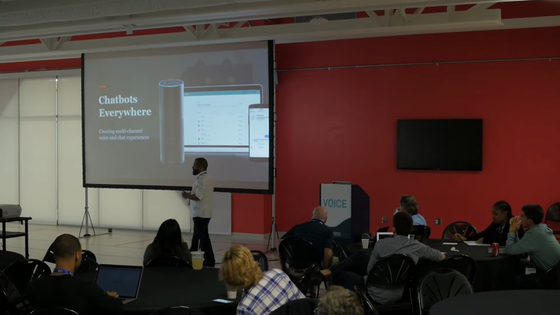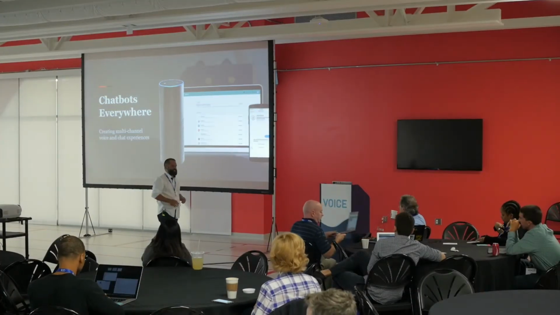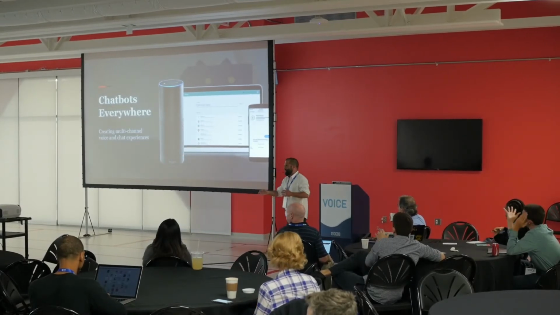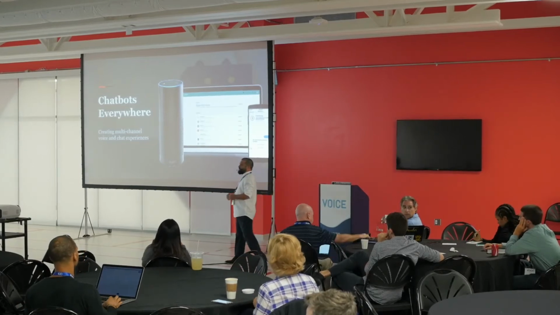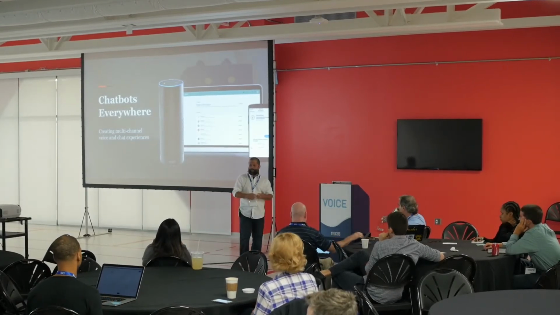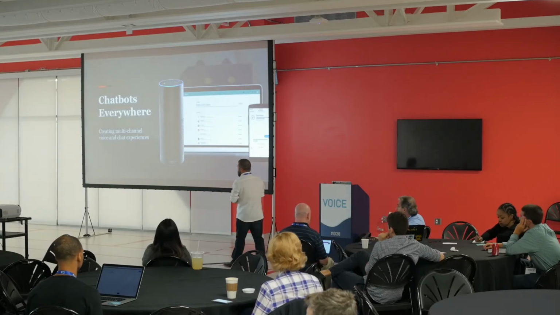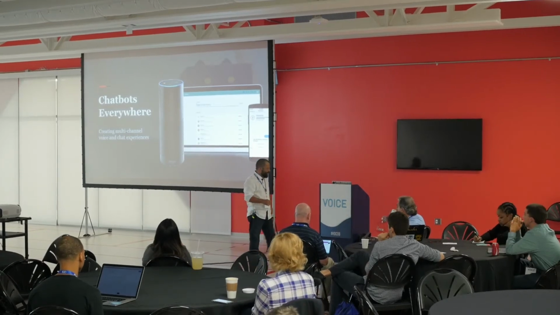A lot of times we build a chatbot or a voice interface, right? Like a skill, an Alexa skill. We're targeting Alexa, Echo, that whole ecosystem, or we're targeting Google Assistant. A lot of times, maybe we're just targeting voice and we build for Alexa and Google Assistant. But then we're leaving out stuff like Facebook Messenger and Slack and things like that.